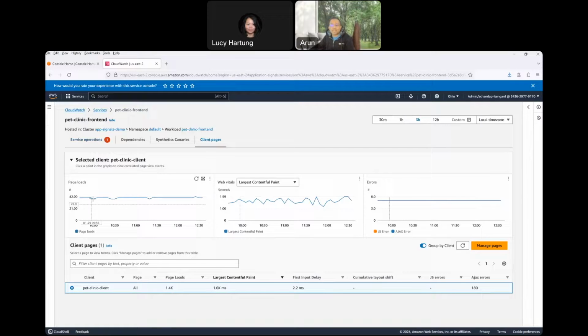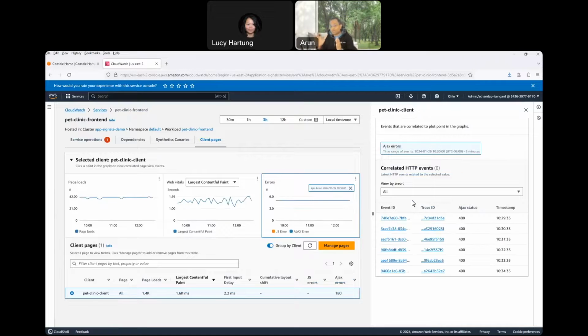And here you could see that the page loads, it's pretty good, nothing bad. The web vitals, all good. But what you could see is the Ajax errors, all these errors, it's consistently there. What are those? Joe did not expect that. Joe clicked on one of them.